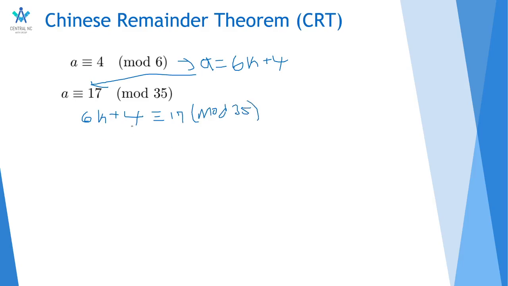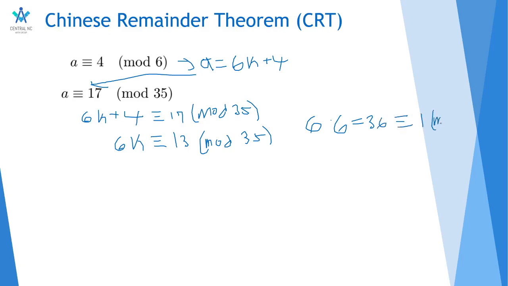Well, subtracting 4 from both sides, that gives you 6k is congruent to 13 mod 35. Well, now we just have to find the inverse of 6 since the k has this 6 in front of it. Well, we know the inverse of 6 will be 6 since 6 times 6 is equal to 36, which is congruent to 1 mod 35.